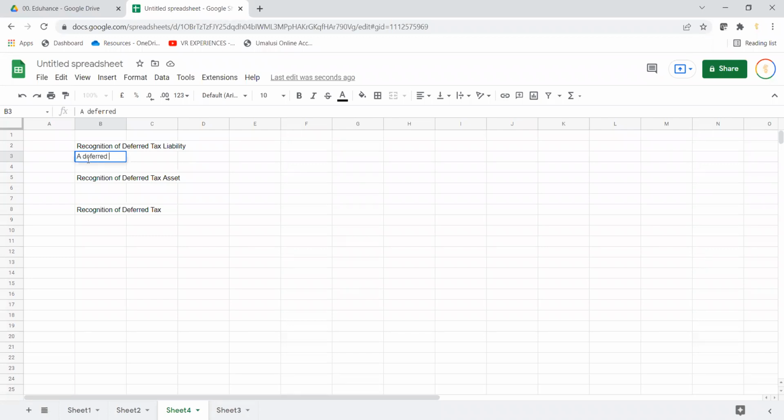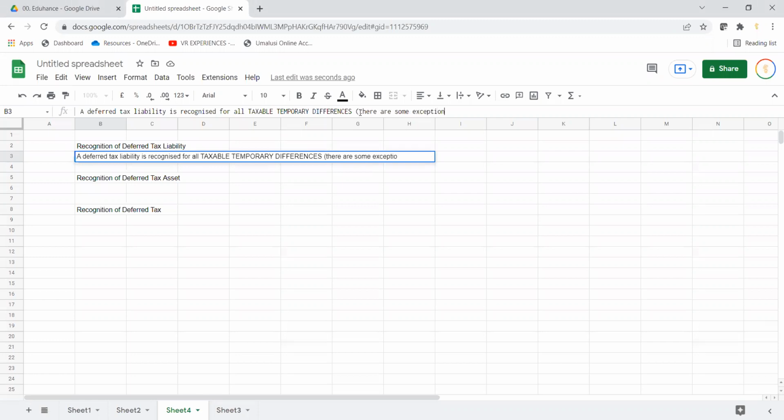A deferred tax liability is recognized for all taxable temporary differences. Okay, so you recognize a deferred tax liability for all taxable temporary differences. Just so you can know, I'm just going to put in brackets: there are some exceptions. I'm not going to go through the exceptions.